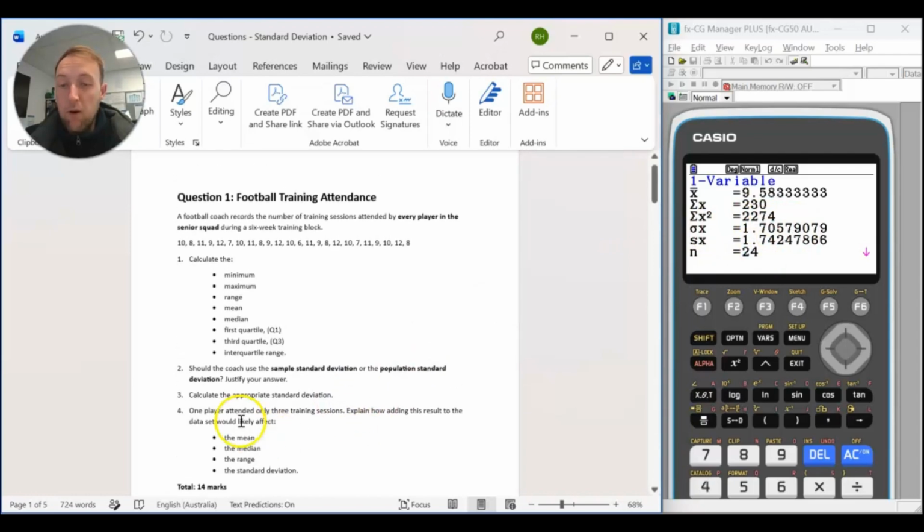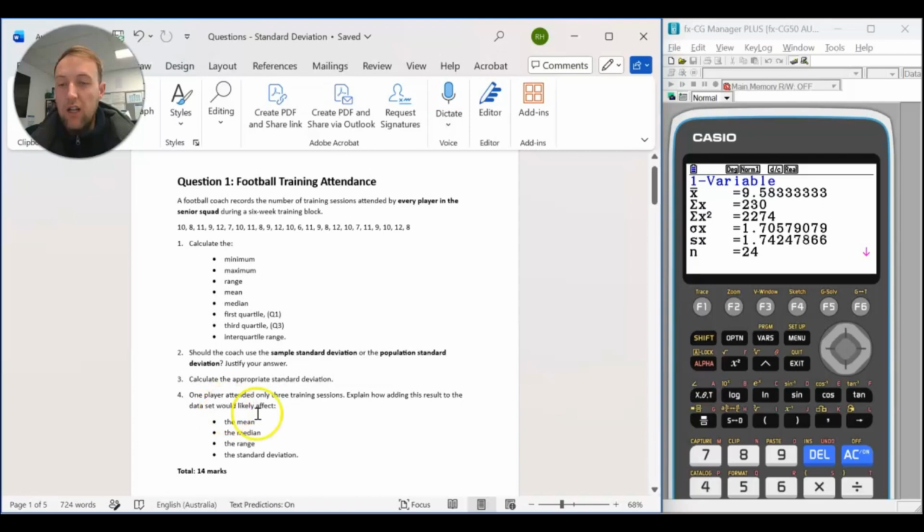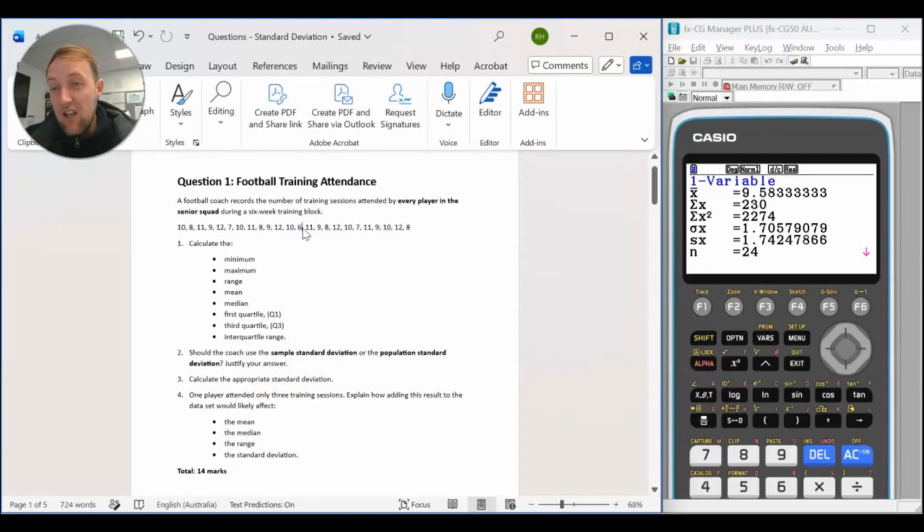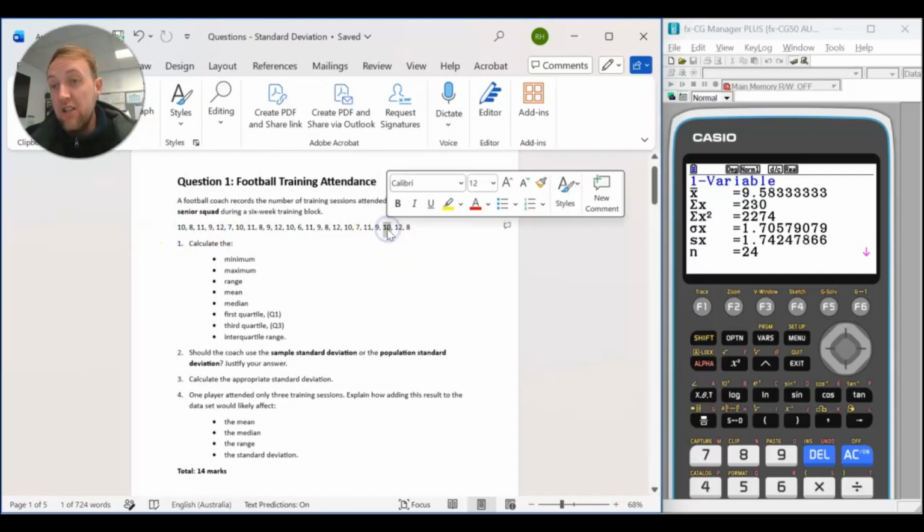One player attended only 3 training sessions. Explain how adding this result to the data set would likely affect the mean. Well, the mean would probably drop a little, because we've got someone attending a lot less, almost like an outlier, a bit of a lazy person, if you ask me. The median would probably drop a little bit too, because we've got 24 data points. It wouldn't drop massively. Honestly, if we added it, it could even be 10, because a number of people attended 10 training sessions, so it might still be 10.